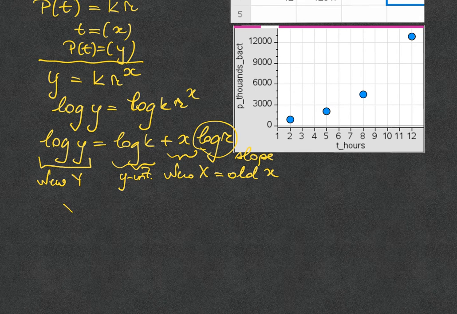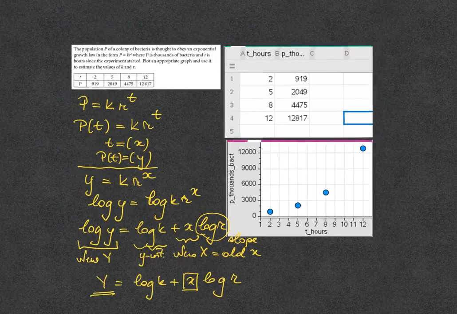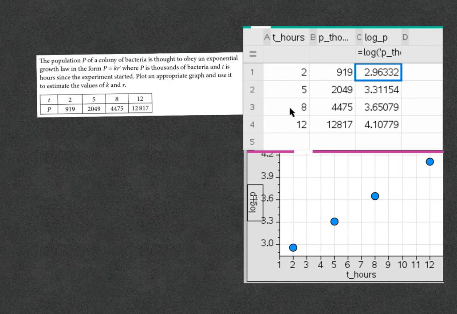So what I need to draw is Y equals log k plus X log r. That's why the new x is the same as the old x. The new y is log of the old y. So in my calculator, I'm going to create a new column that I'm going to call log of y. And then I put it here, and I'm going to graph old x against new y. So here is what I get.